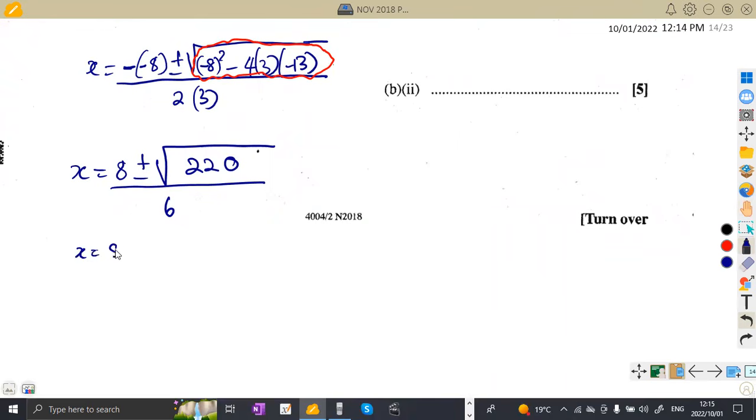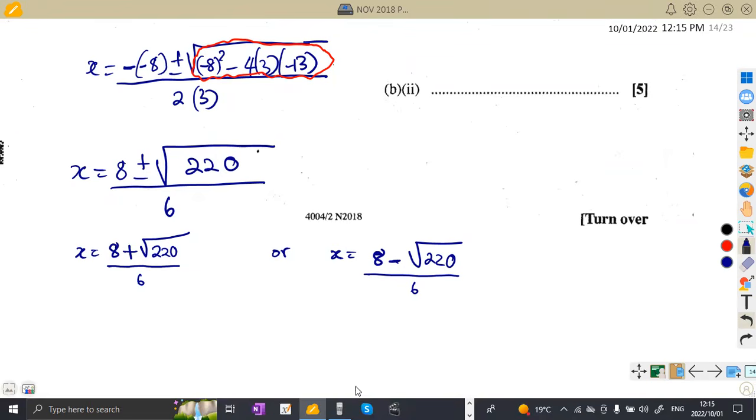So x is going to be 8 plus the square root of 220. The other x that we see is going to be a minus now, or x is equal to 8 minus, now we are taking the minus part. Make sure that on separating this part, the square root is there. You're simply taking the negative here. So it's going to be negative square root of 220 here over 6.